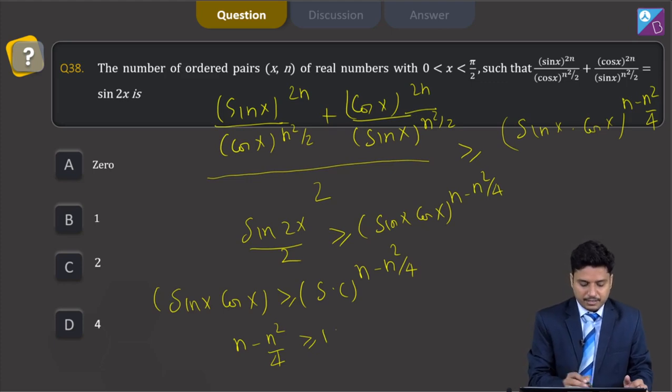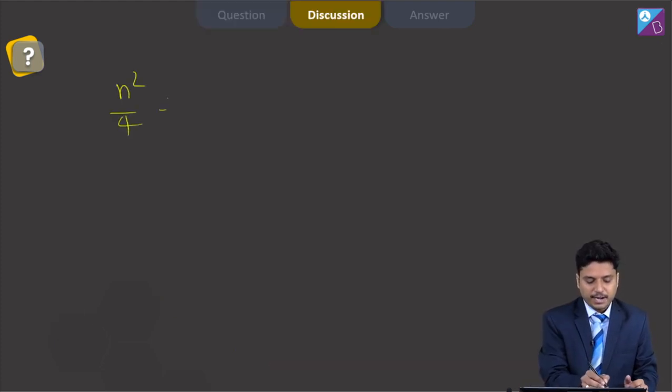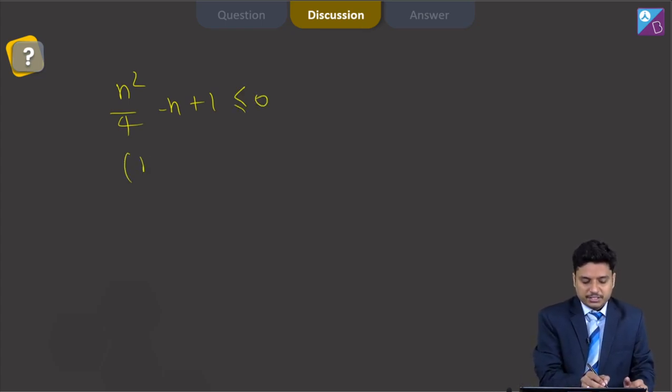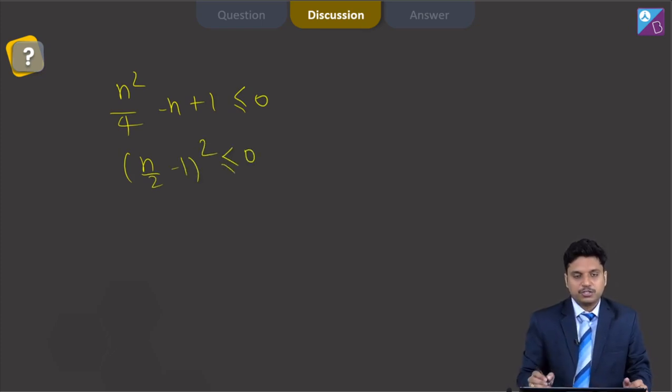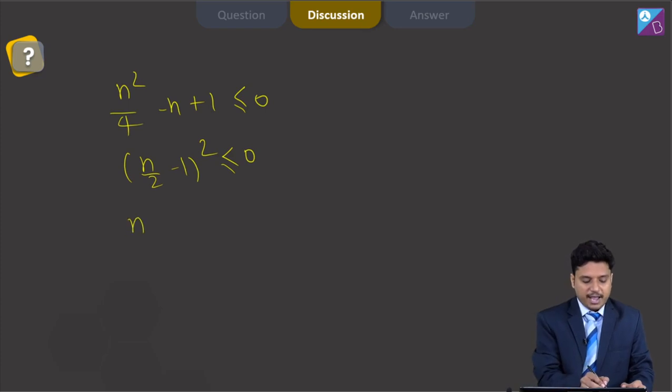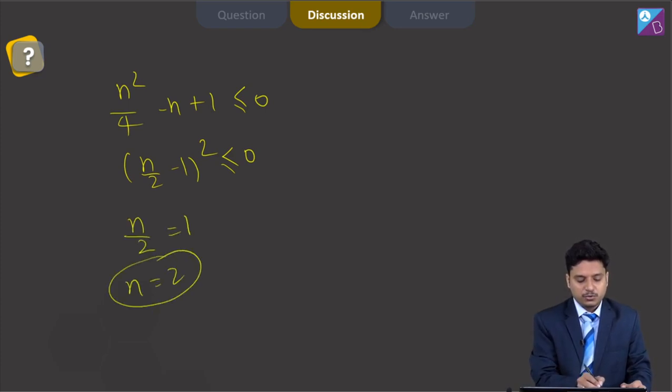So we are left with n square by 4 minus n plus 1, which is less than or equal to 0. So which is (n by 2 minus 1) whole square less than or equal to 0, and obviously any square quantity cannot be less than 0, and that is why it must be equal to 0, and n by 2 must be equal to 1. So n should be equal to 2.